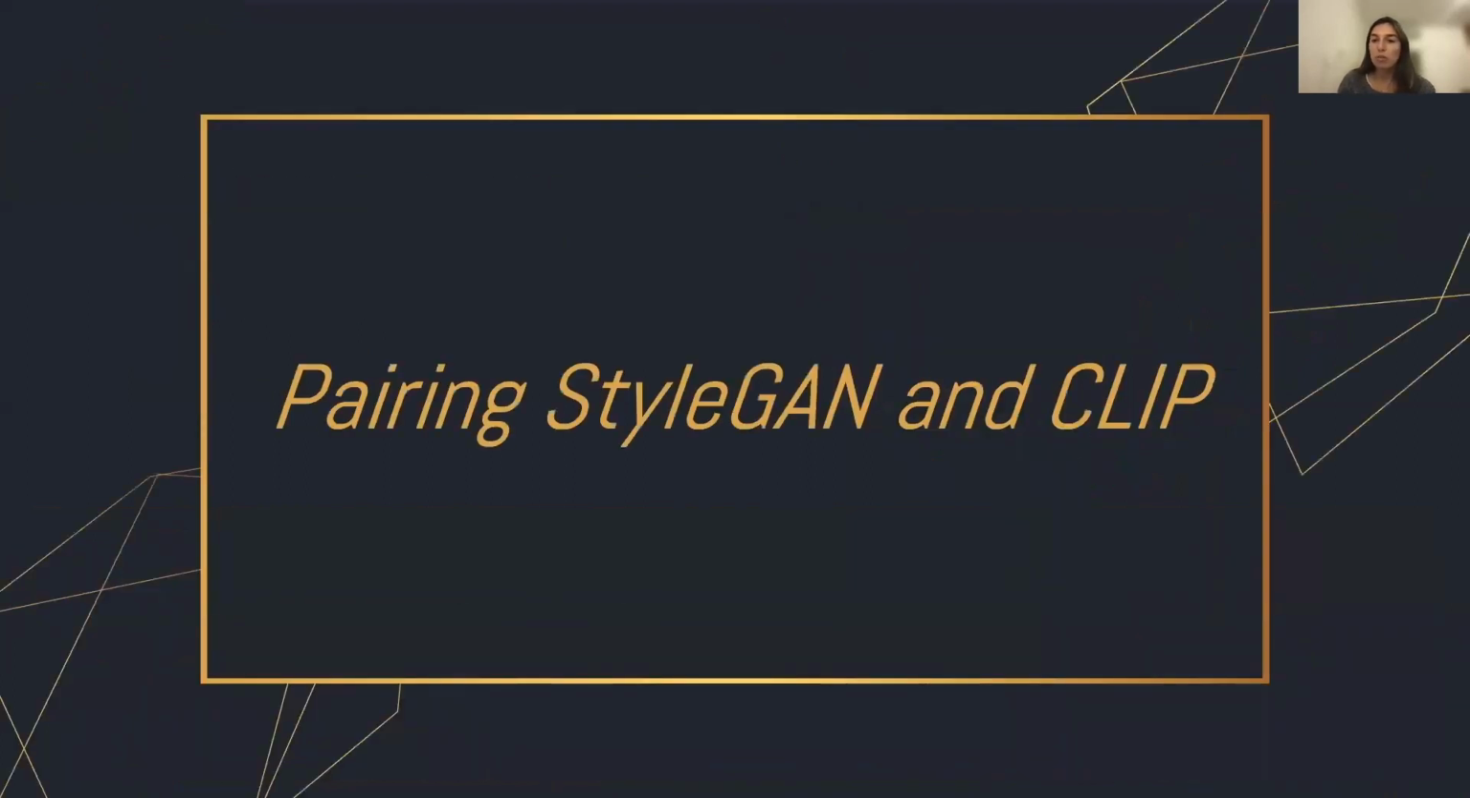We'll now talk about two other works in which we pair StyleGAN with CLIP, the vision language model. For those of you who are not familiar with CLIP, CLIP provides an image encoder and a text encoder. These encoders were trained to map images and corresponding text into a common latent space.